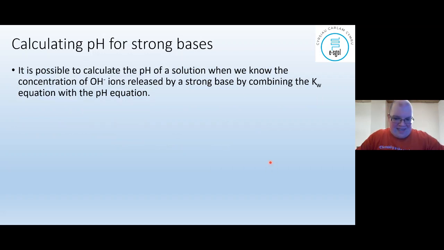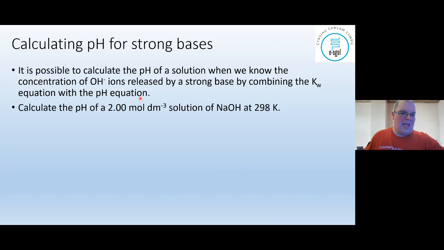Now, for strong bases, it is possible to calculate the pH of the solution when you know the concentration of OH minus ions. That's the easy bit to know. Okay, it's very difficult to know what the concentration of H plus is when you've added, say, sodium hydroxide, but you can work out the concentration of OH minus really easily. So here's my concentration of sodium hydroxide, and the concentration of OH minus will be the same as this. Again, sodium hydroxide only releases 1 OH minus.